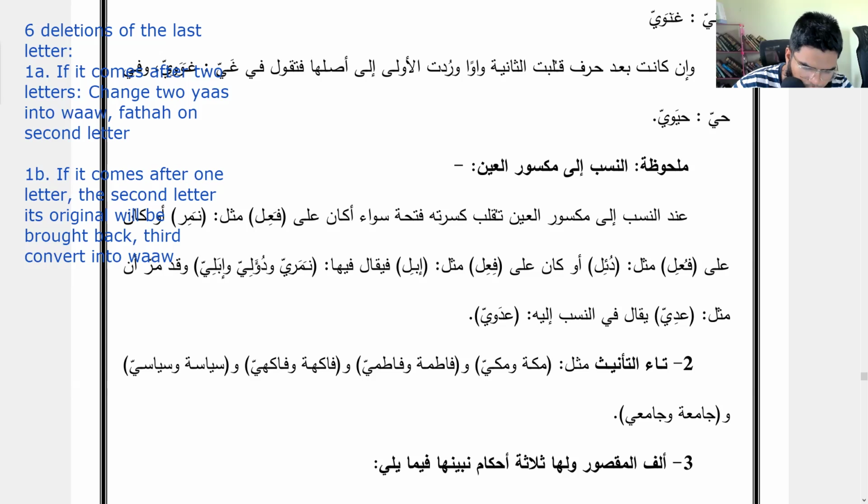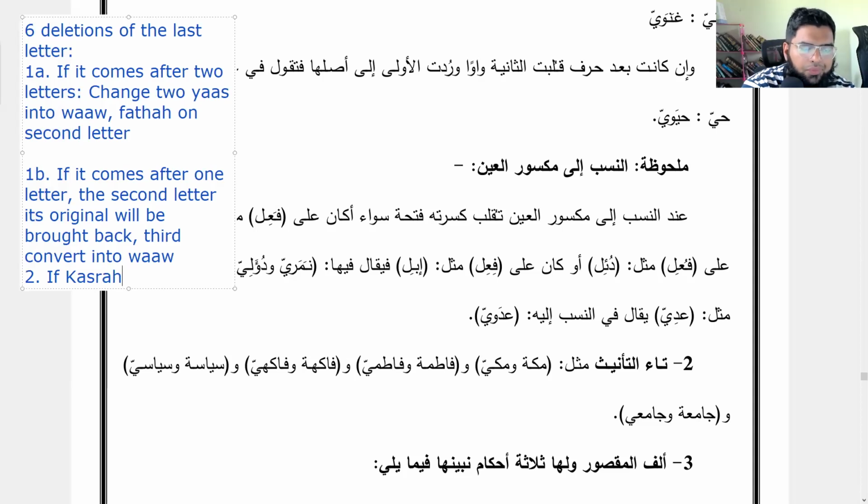So all fu'ila, like du'ila. So we'll say du'ali. Kasra you can always change, like ibil, ibali. فيقال فيها النمري, du'ali and ibali. Camel, something like camel. وقد مر أن مثل عدي يقال في النسب عدوي. This is a very common rule, but we can write the second rule.